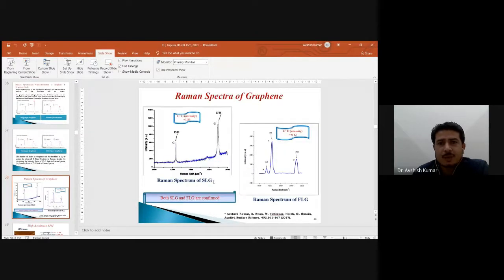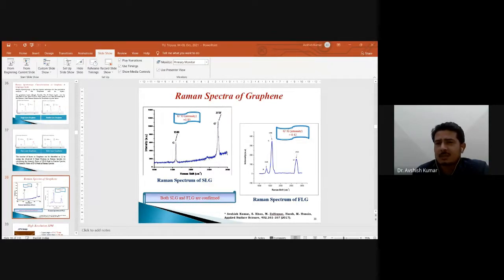In our case, in the Raman spectra of graphene, we have also observed these characteristic peaks. This D band shows the disorder band. We call it the disorder band, or defects band, and it represents a ring breathing mode from sp2 carbon rings.